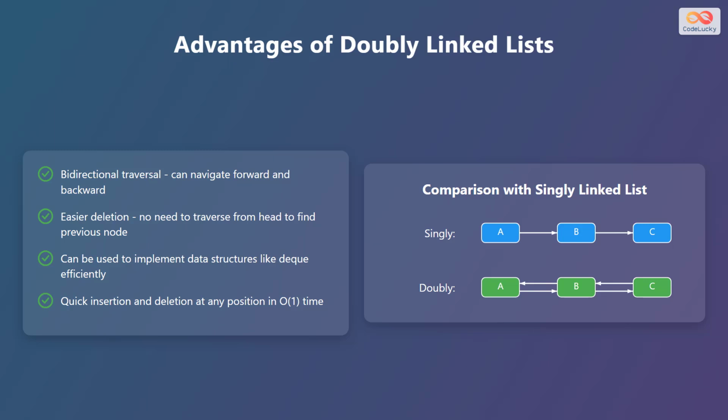Here's a comparison with singly linked lists. In a singly linked list, you can only move in one direction, whereas in a doubly linked list, you can move in both directions.